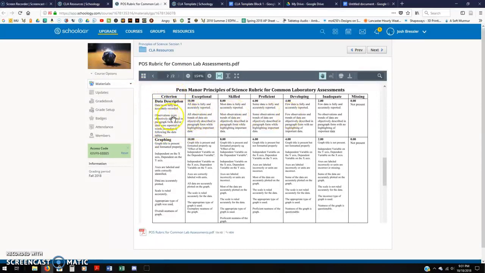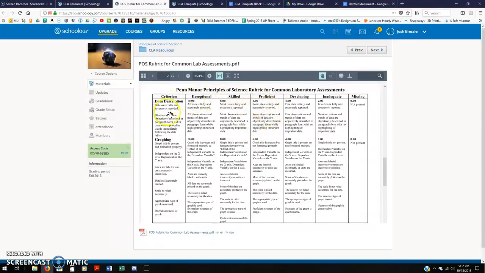So as we start looking across the table here, number 10, 10 points out of 10, all data is fully and accurately reported. All observations and trends of data are objectively described in paragraph form while highlighting important data. As you kind of go right, things get a little worse. Here it changes from all data to most, and that's the only big change between 10 and 8. 6 points, some data is fully and accurately reported.